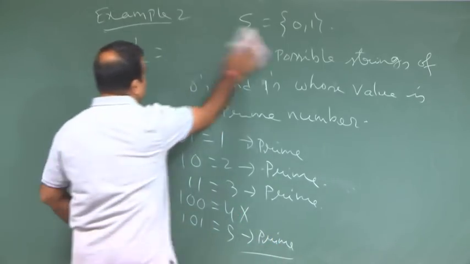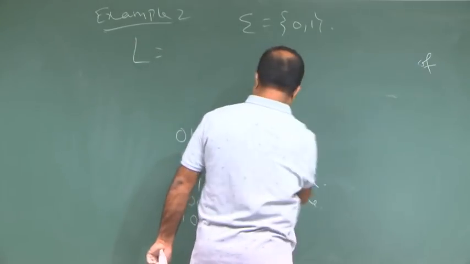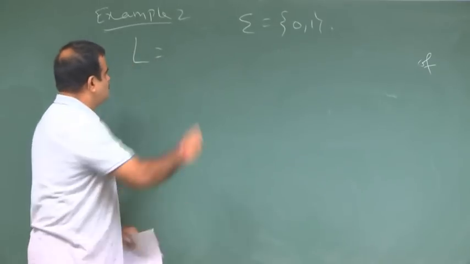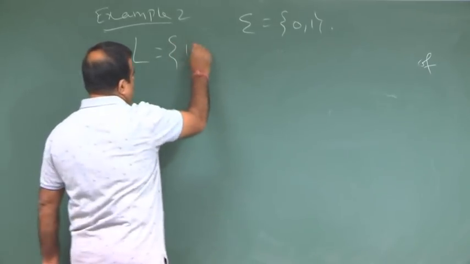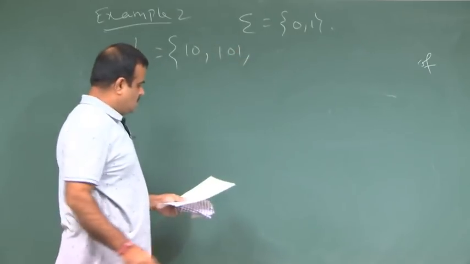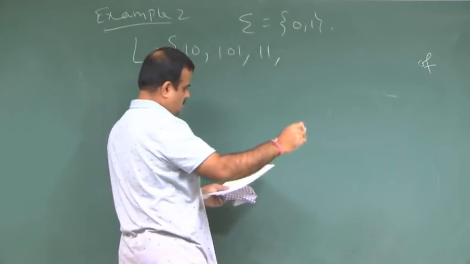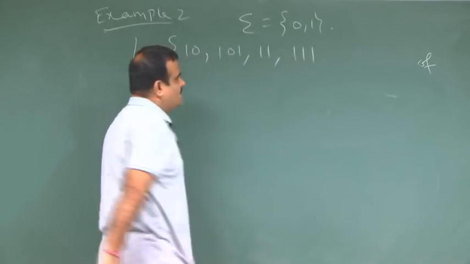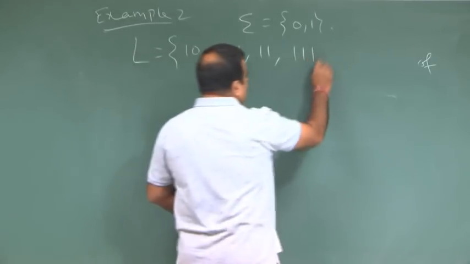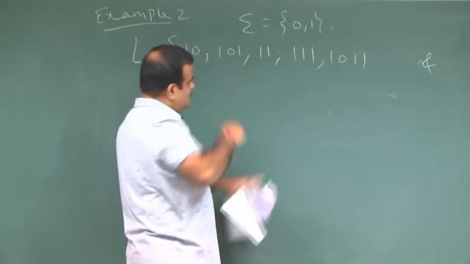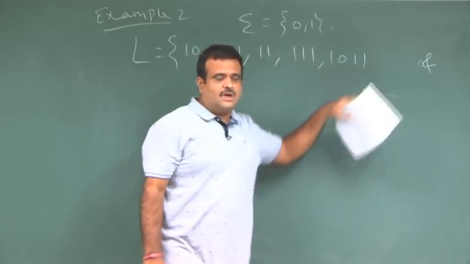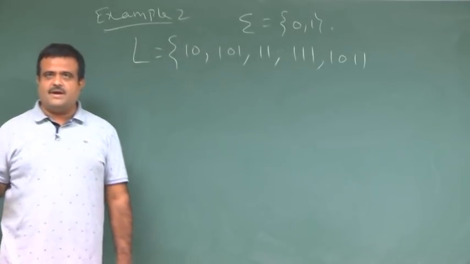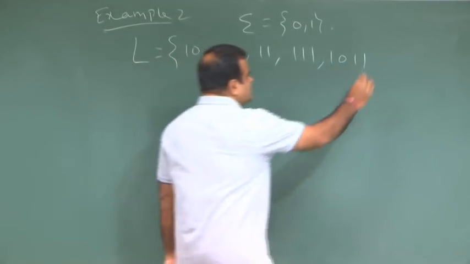So, this consists of all the sequences of 0s and 1s where the value is a prime, like we have 10, 101, 11, 111. 111 means 4 plus 2 plus 1, 7, and 7 is a prime number. 1011 means 8 plus 2, 10 plus 1, 11, and 11 is a prime number. A prime number means one which is divisible only by itself or 1. So, this set is our language.